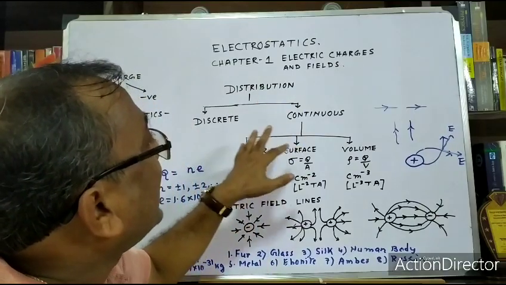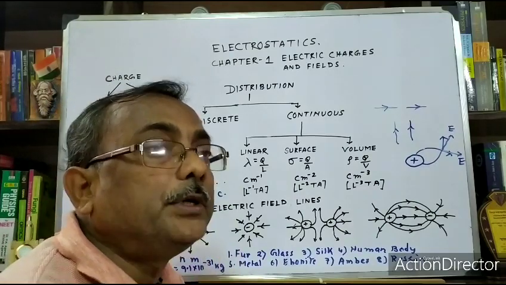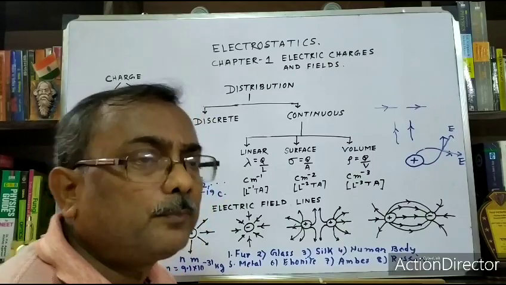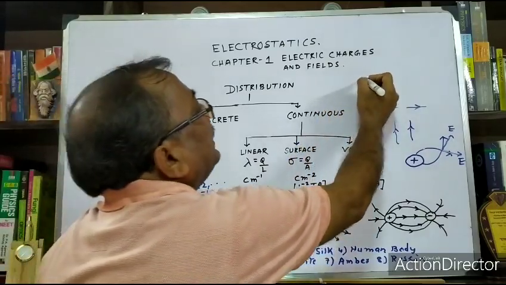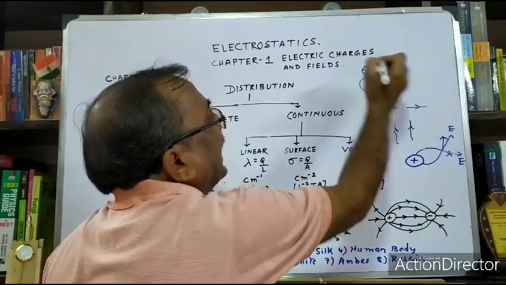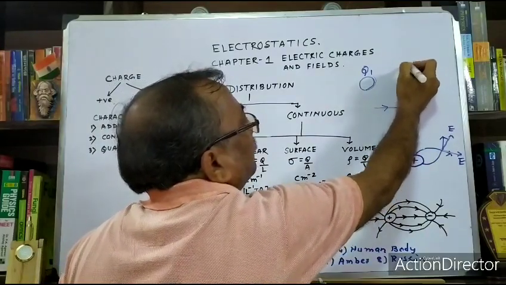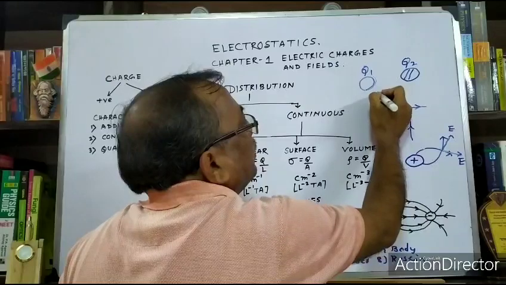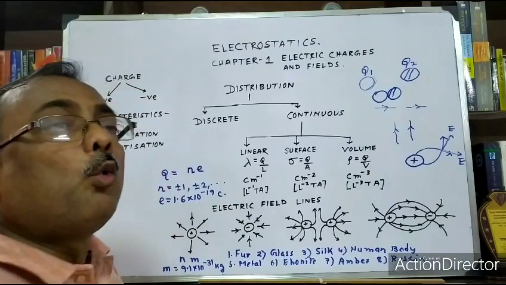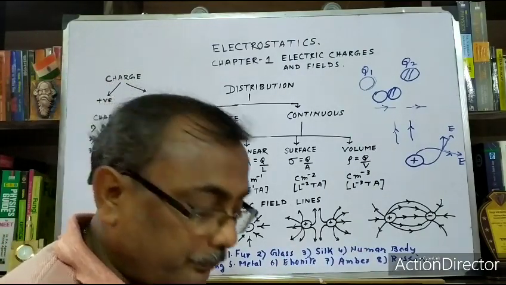Next portion of this electrostatics is we have to find out some numerical questions here. This is a very important numerical question. The question is, if a charged body carrying charge Q1 and another charged body carrying charge Q2 are kept in contact and separated, what will be the charges when they are separated?